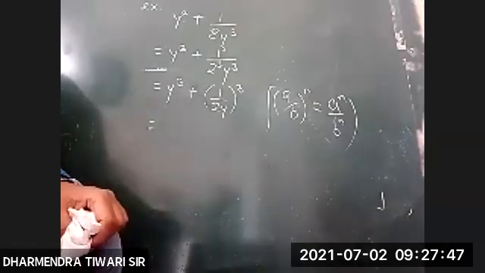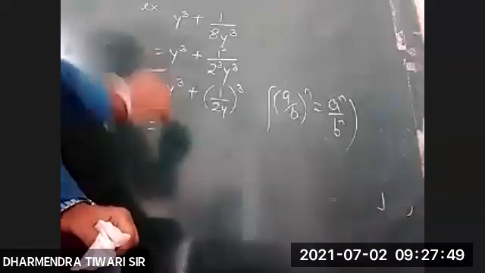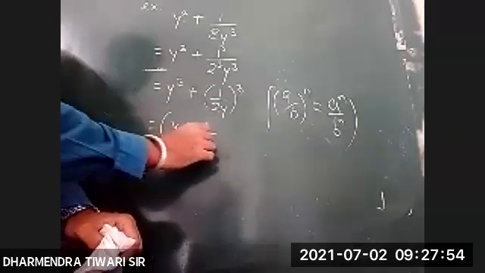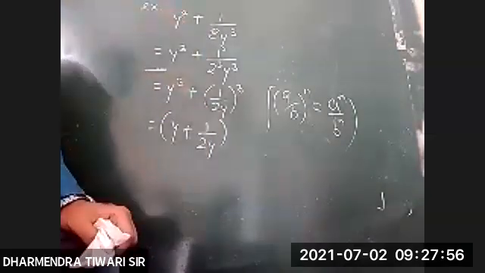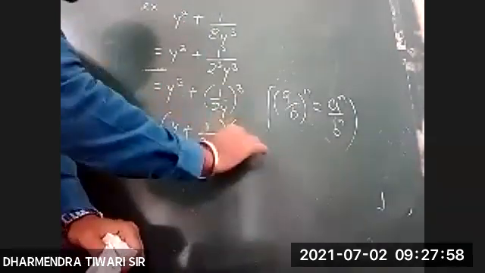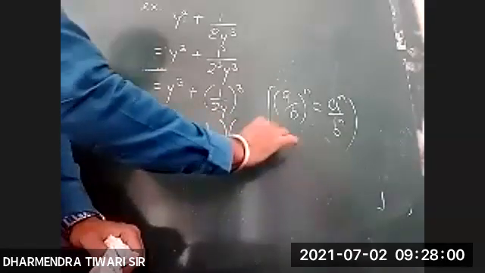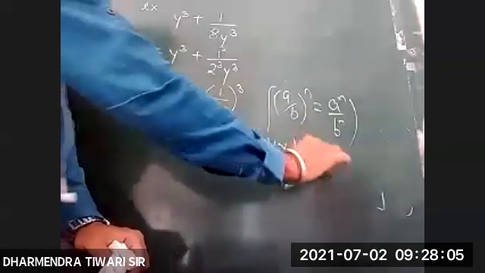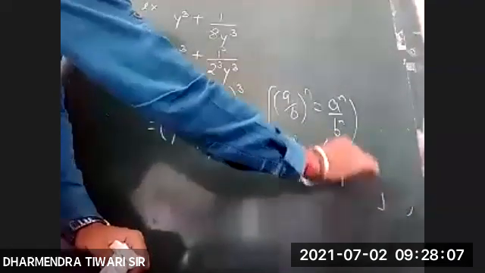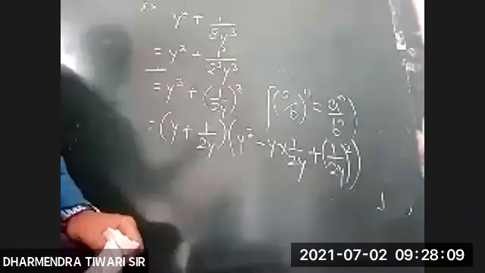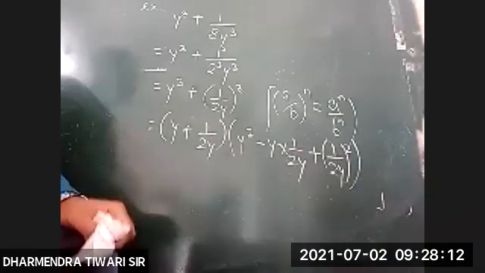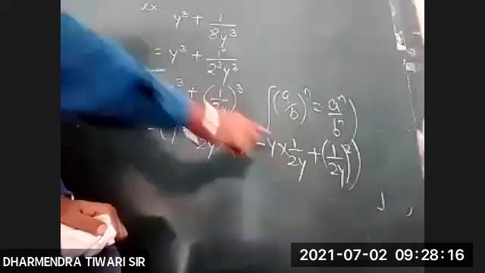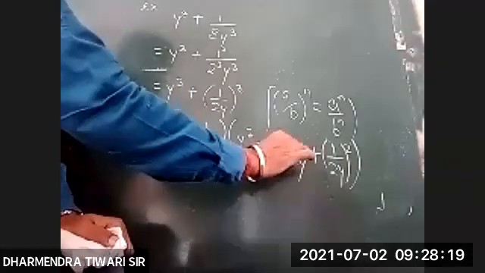What formula says a cube plus b cube is (a plus b) into (a square minus ab plus b square). So this is (y plus 1 upon 2y) into (y square minus y into 1 upon 2y plus (1 by 2y) the whole square). If it is creating a confusion, you can write here small multiplication.